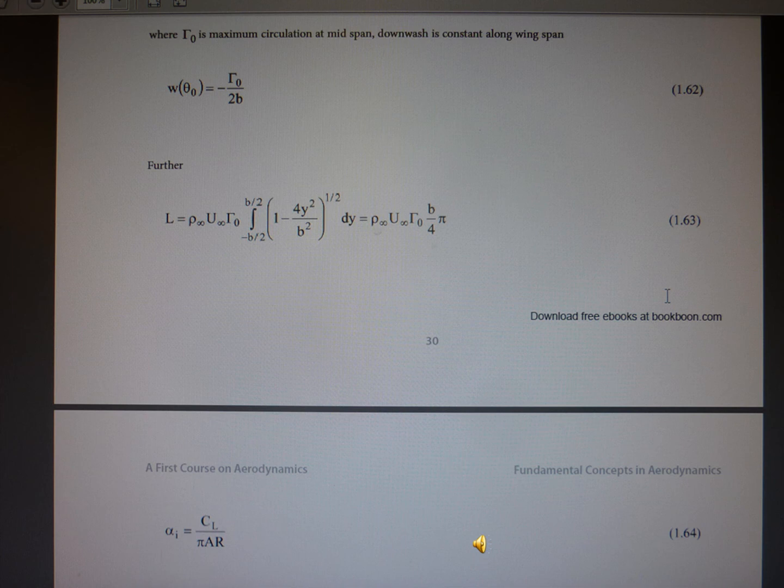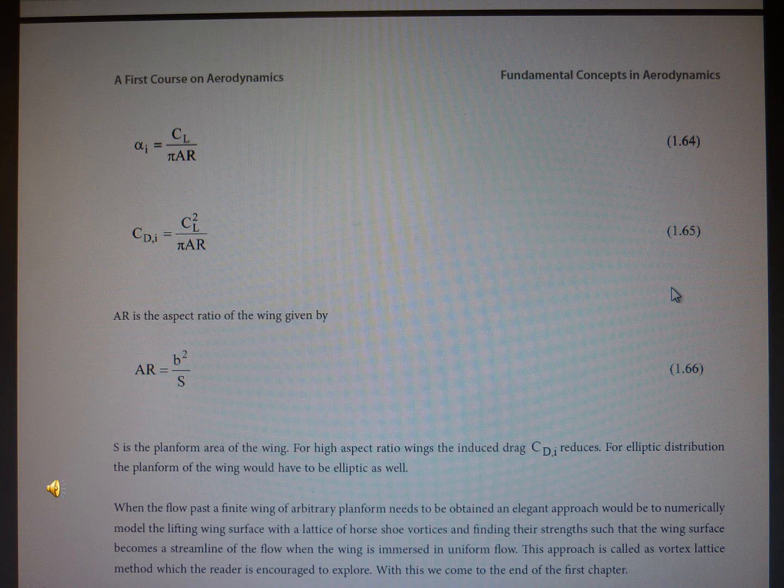Now substitute omega theta 0 equal to minus gamma 0 divided by 2b, and the lift equal to rho infinity u infinity gamma 0 times the integral from minus b by 2 to b by 2 of 1 minus 4y squared divided by b squared to the power half dy, so rho infinity u infinity gamma 0 b by 4 pi. So alpha i is equal to CL by pi AR, so that CDi is equal to CL squared by pi AR, where AR is equal to b squared by S.